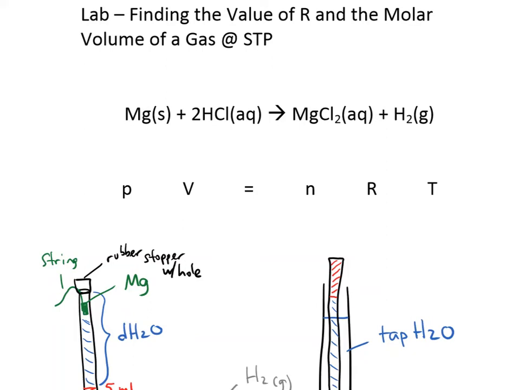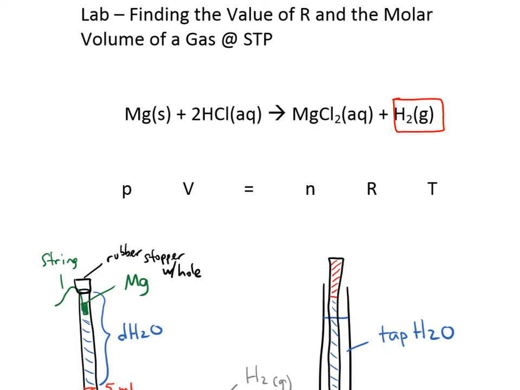Today we're going to talk about the lab of finding the value of R and the molar volume of a gas at STP. You're going to be reacting magnesium solid with hydrochloric acid. It's going to be a single replacement reaction to make MgCl2 and H2 gas. You should have written this yourself and balanced it correctly. Since this is the gas in the reaction, this is what we're going to focus on to find R.